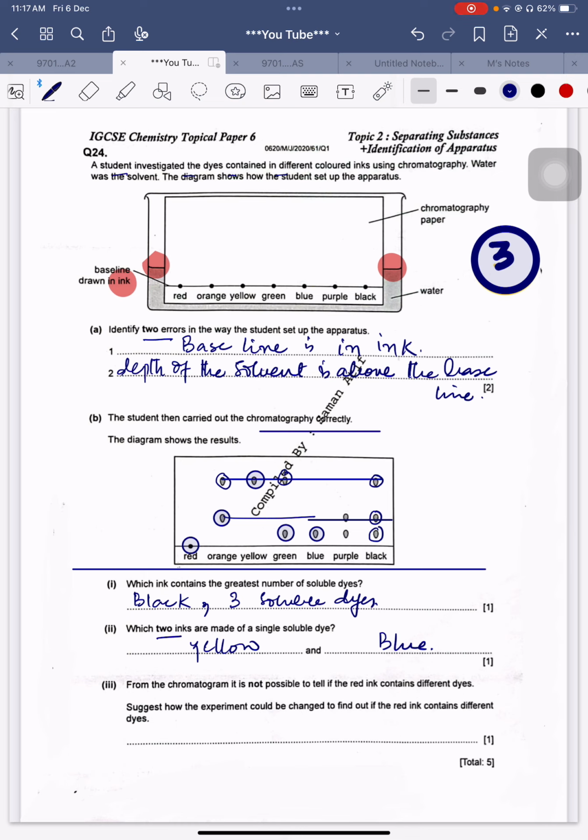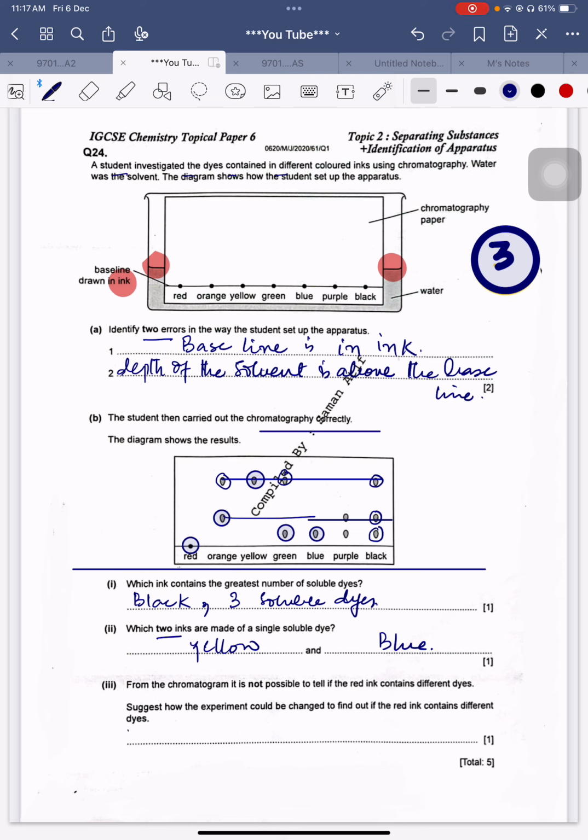To separate it into its components, we have to select a different solvent in which this red dye, this red spot, can be separated into different dyes, different spots. If it is soluble, then obviously it can be separated. So right now we can say that alcohol or ethanol can be taken as a solvent. As red is not soluble in water, the solvent should be changed.